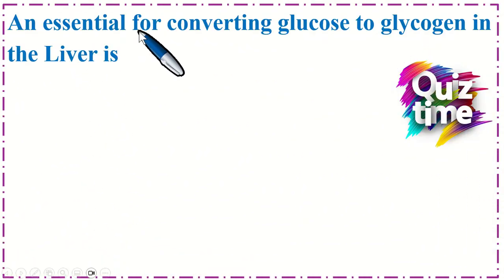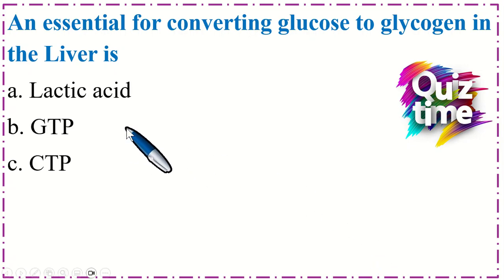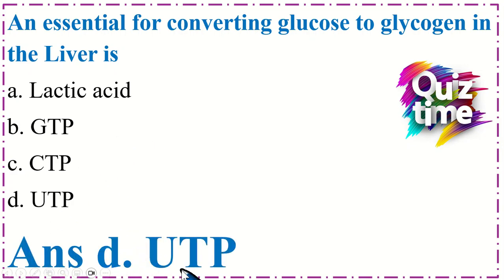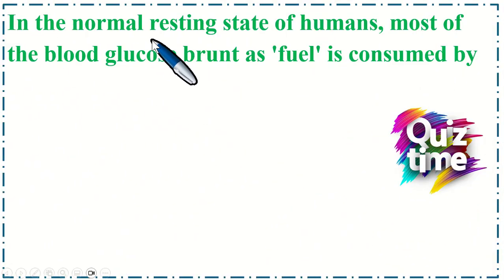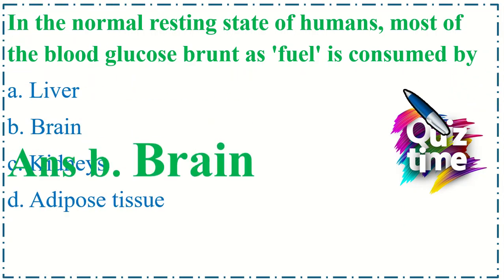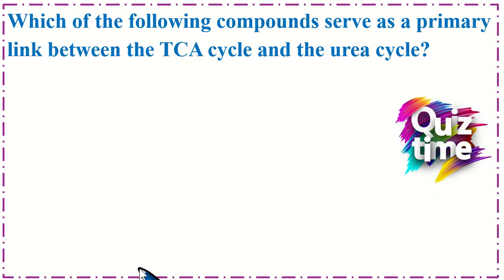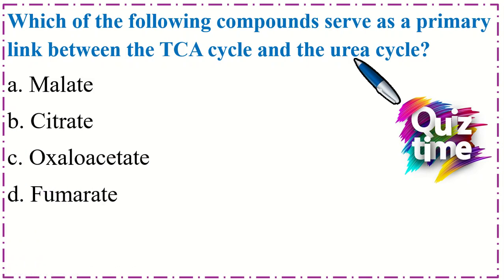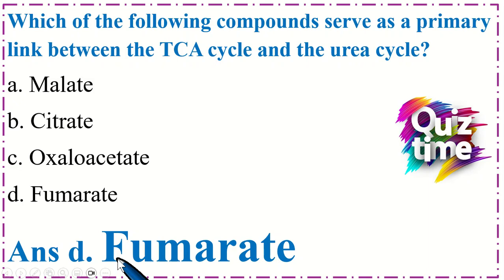An essential for converting glucose to glycogen in the liver is... Correct option is D, UTP. In the normal resting state of humans, most of the blood glucose burnt as fuel is consumed by... Correct option is B, brain. Which of the following compounds serves as a primary link between the TCA cycle and urea cycle? Correct option is D, fumarate.